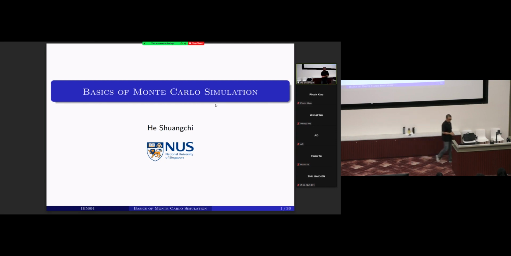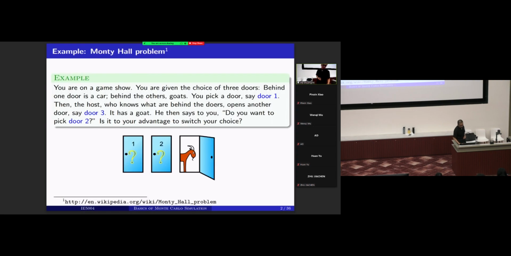To motivate this, maybe let's discuss a very famous problem, the Monty Hall problem. This problem is a bit intriguing, but I would say it may not be a very good example for using simulation. But because this example is so intriguing, it was only when people did some simulation that they began to truly understand this problem. That's why I wish to introduce simulation by using this example.